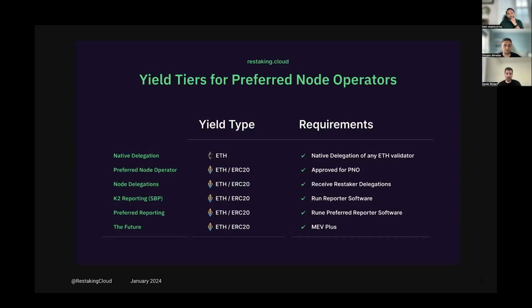And similar to what I was talking about earlier and alluding to, this is really the beginning. As people start to get in and start to build, and we continue to build, more and more opportunities will come up for these node operators to earn additional rewards: ETH, ERC20s, RSTs, a lot of different options.